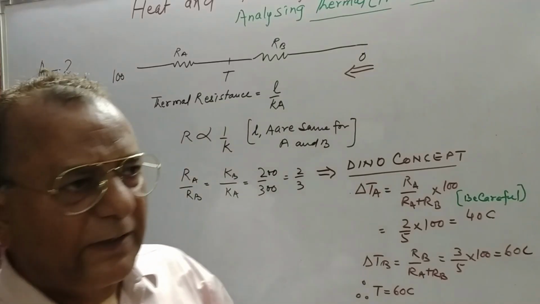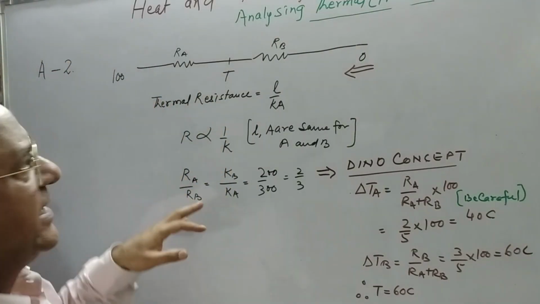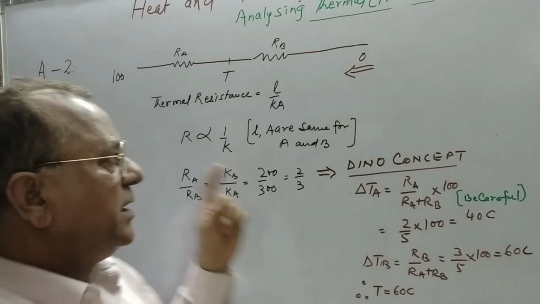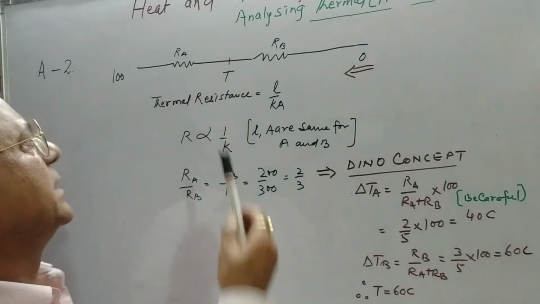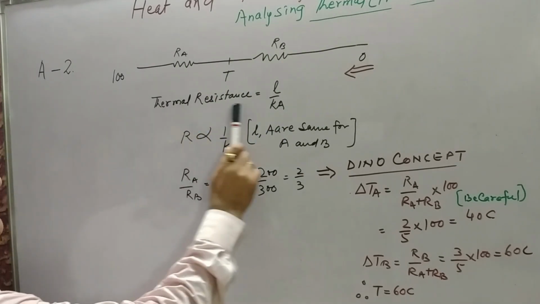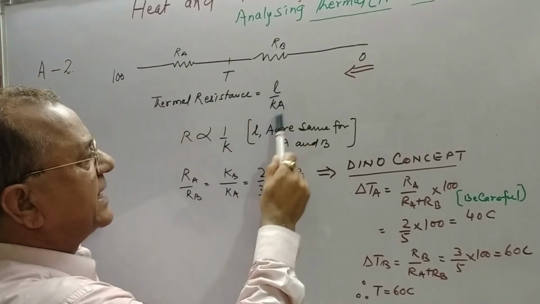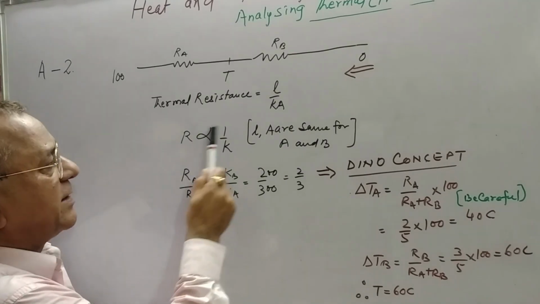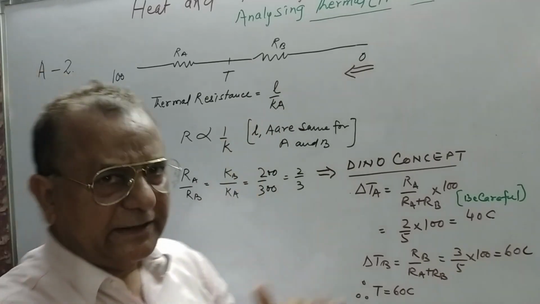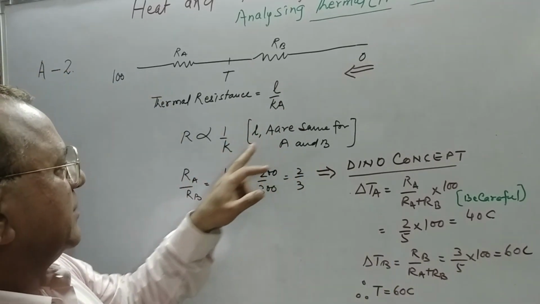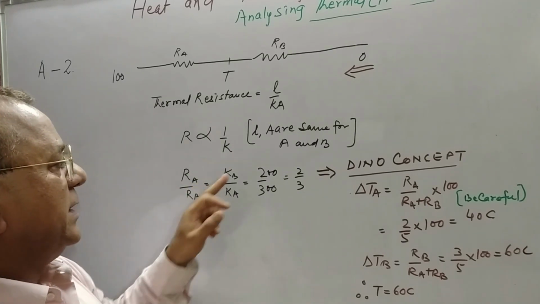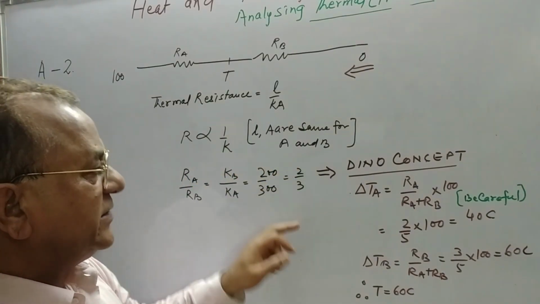Let us discuss answer number 2. Using my technique of thermal circuits, which I elaborated in question number 1, this question becomes oral. First we have Ra and Rb, that is thermal resistances. Thermal resistance is equal to L by KA. Therefore, R becomes proportional to 1 by K. In this case, the length and area are the same for the two blocks. Therefore, Ra by Rb becomes Kb by Ka, equal to 200 by 300. That is 2 by 3 is the ratio.